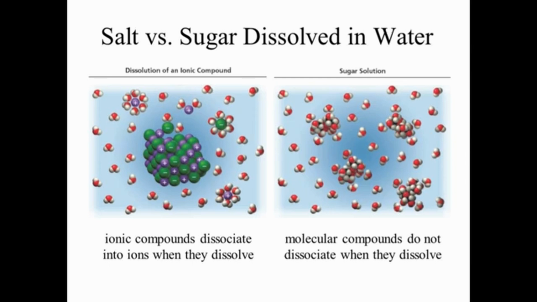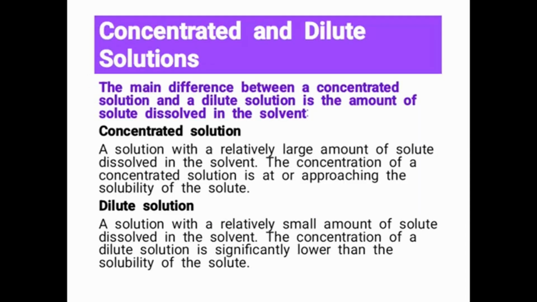This knowledge is very key. Molecular compounds do not dissociate when they dissolve in water. Hence, they cannot conduct electricity. Ionic compounds dissociate into ions. Hence, they can conduct electricity. Now, let's look at different types of solution based on the amount of solute that is present. You can have a concentrated solution or a dilute solution based on the amount of solute present.